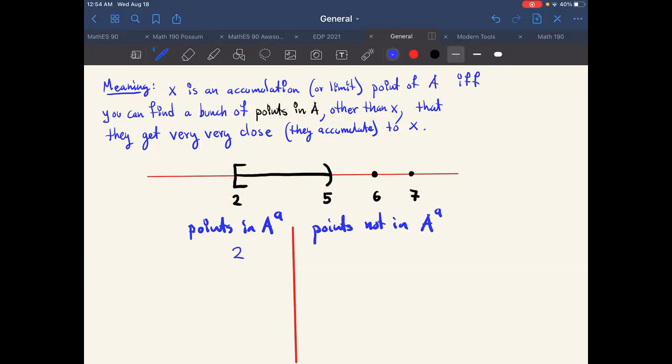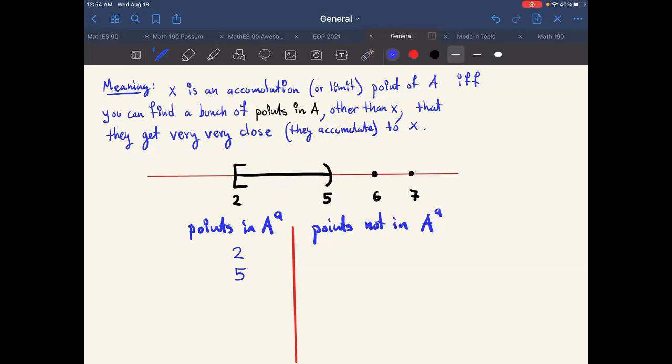How about 5, Professor? Yep, 5 is also an accumulation point. Why is that? Here's 5, because you can find a bunch of black dots that get very, very close to 5. You can find, again, a bunch of black dots other than 5 that get very, very close to 5. Where are they? Here they are. There you go. That's why 5 is an accumulation point or a limit point, right?